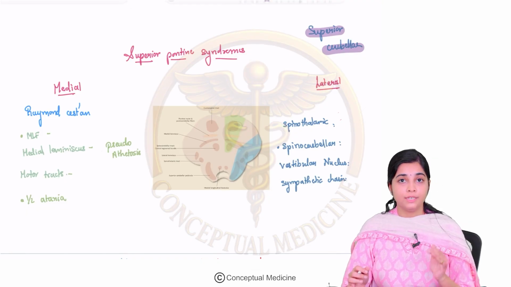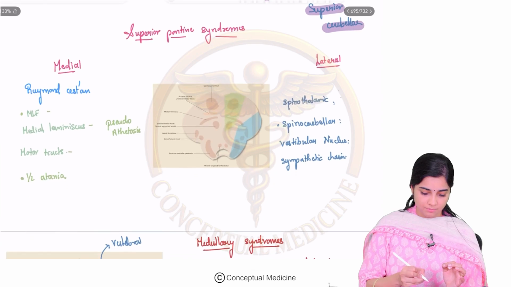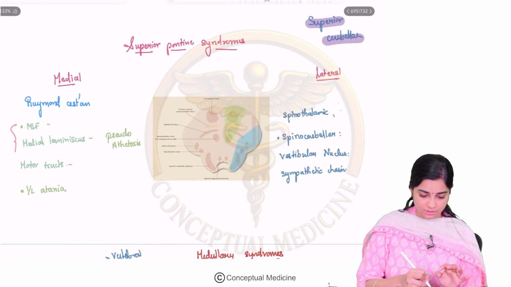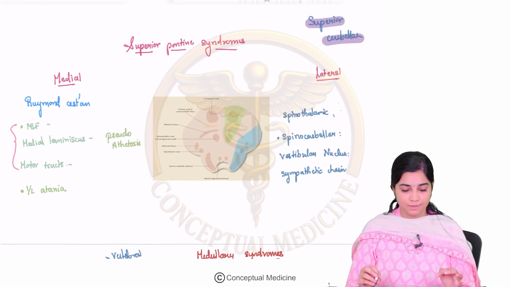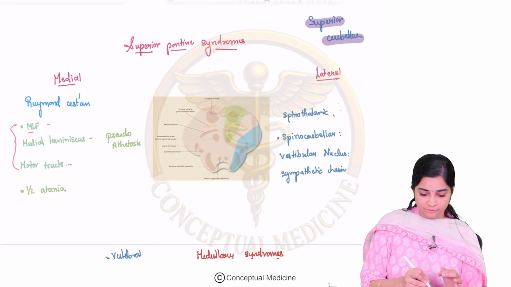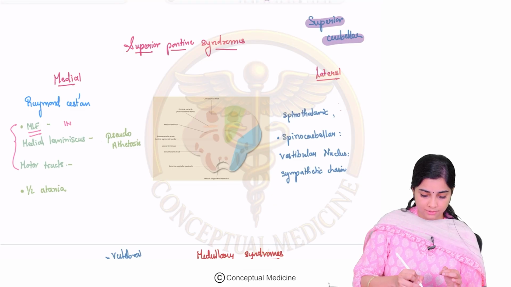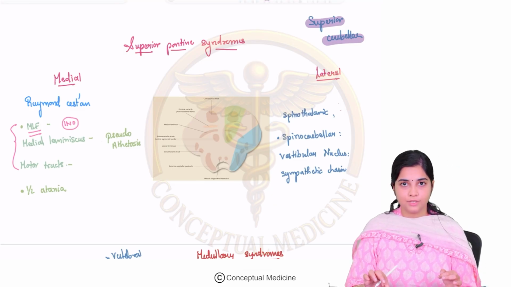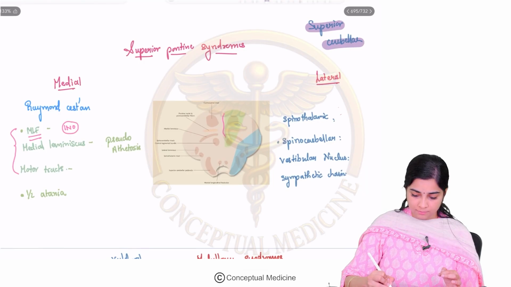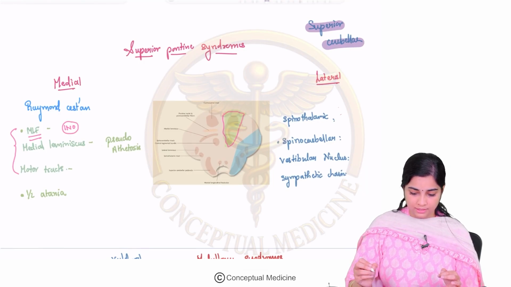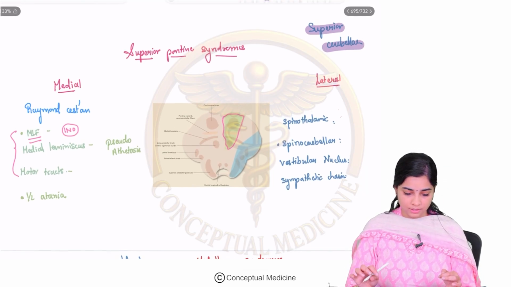Okay. So in Raymond-Sestan syndrome, what are the structures you have to remember? Remember all the M structures. So the MLF will be involved. You will have INO. So if the medial longitudinal fasciculus is involved, you will have INO. Can you see the portion which is highlighted in green here in your superior Pons?